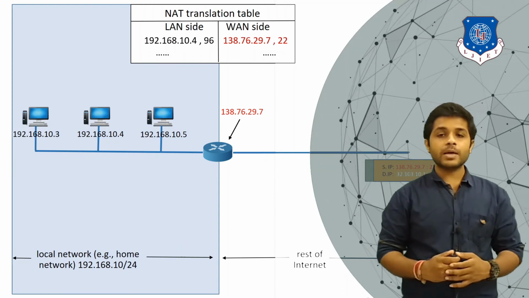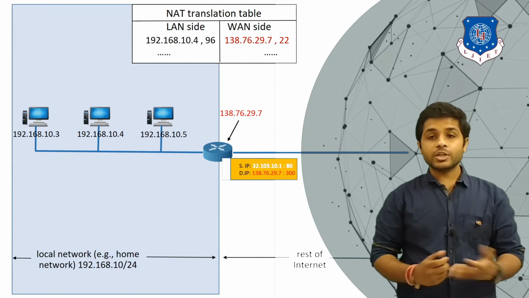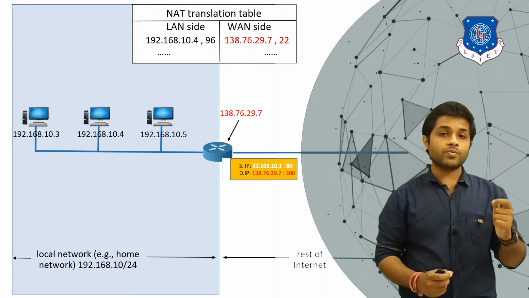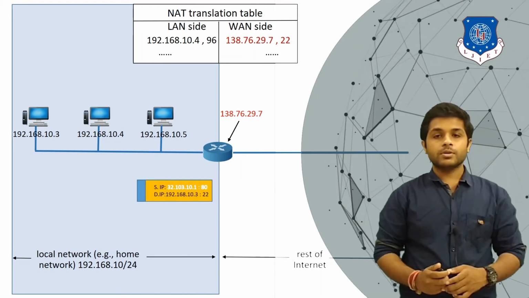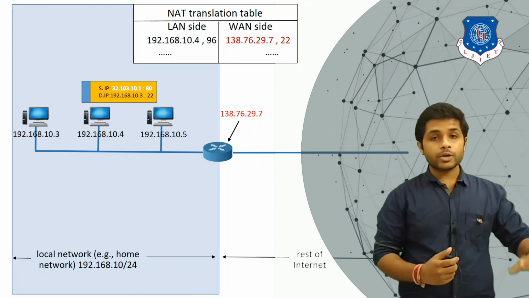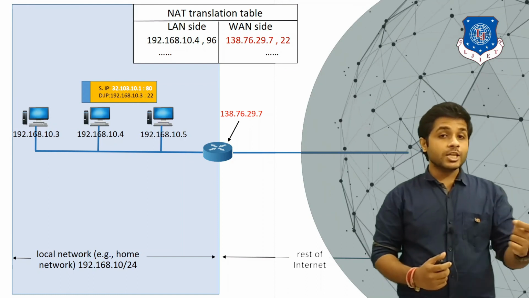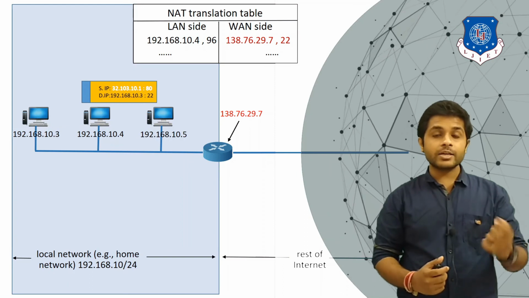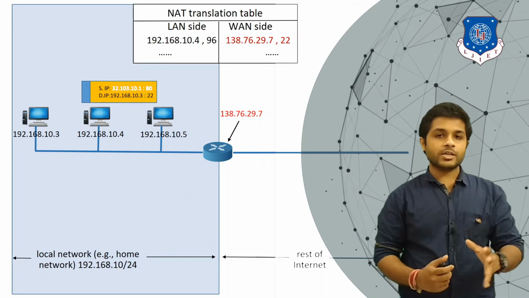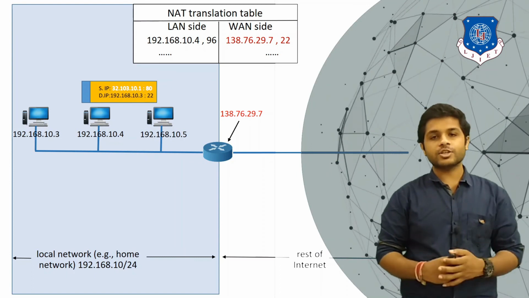The destination will reply with a message, and when the router receives it, from the NAT table it knows that this message should be forwarded to device 192.168.10.4. So the message will be forwarded to that device. So if we have created a local area network in which each and every device has a private IP address, we can still connect over the internet using only one public IP address. That is the main advantage of using network address translation. So this is how network address translation works.